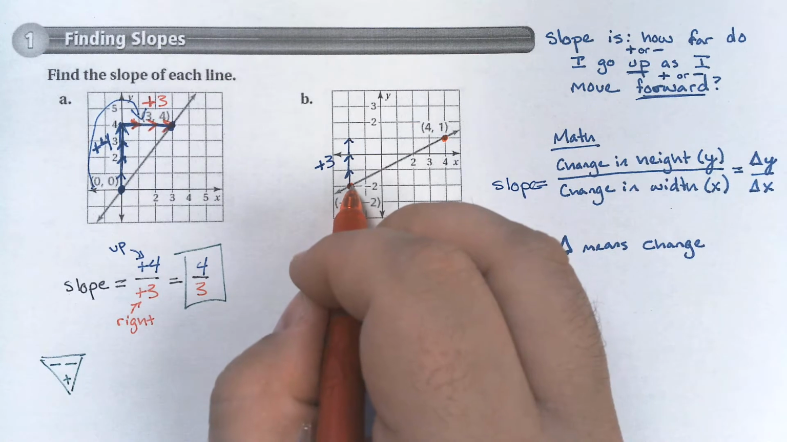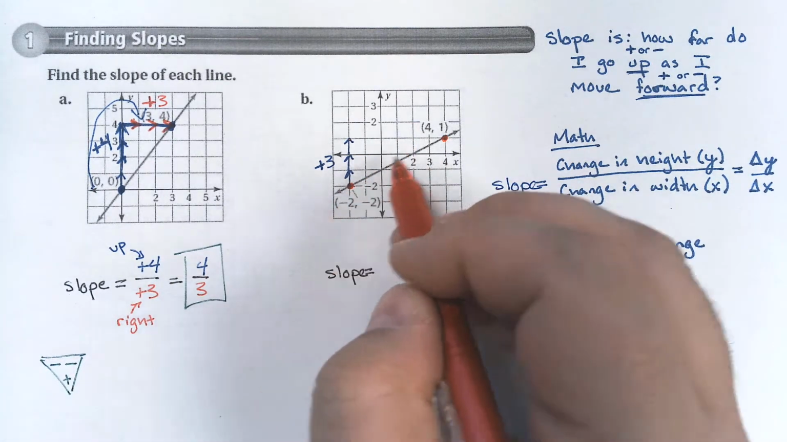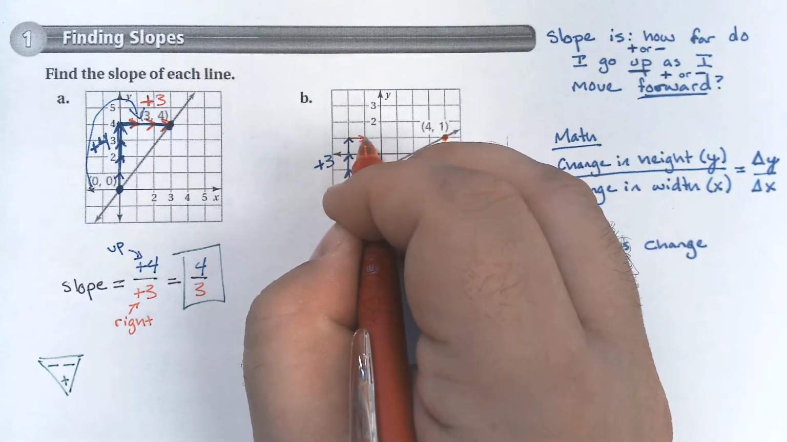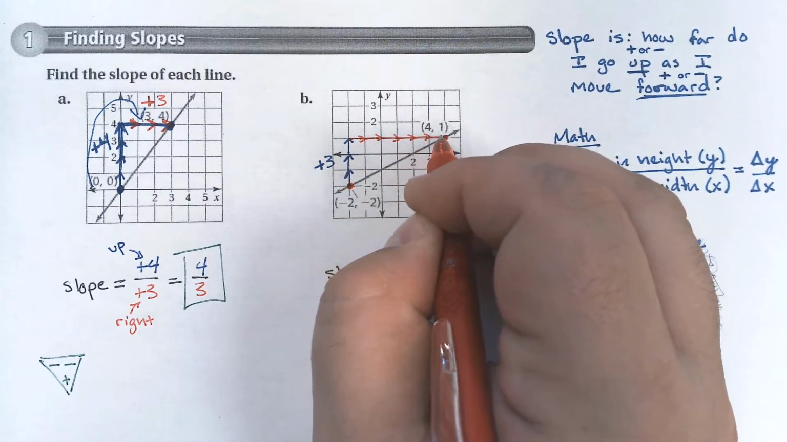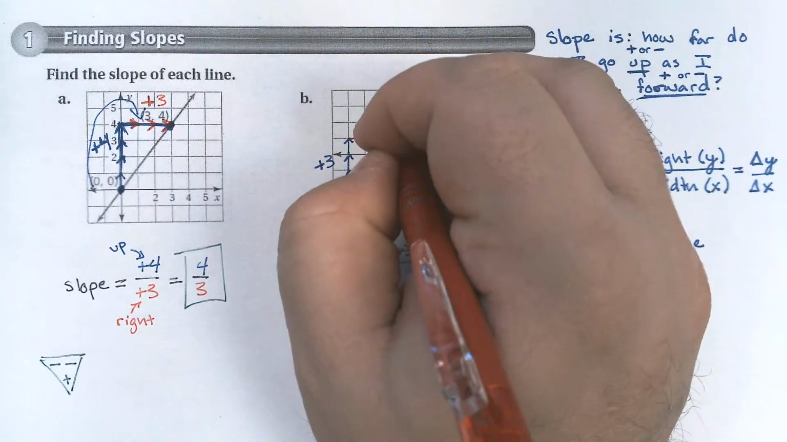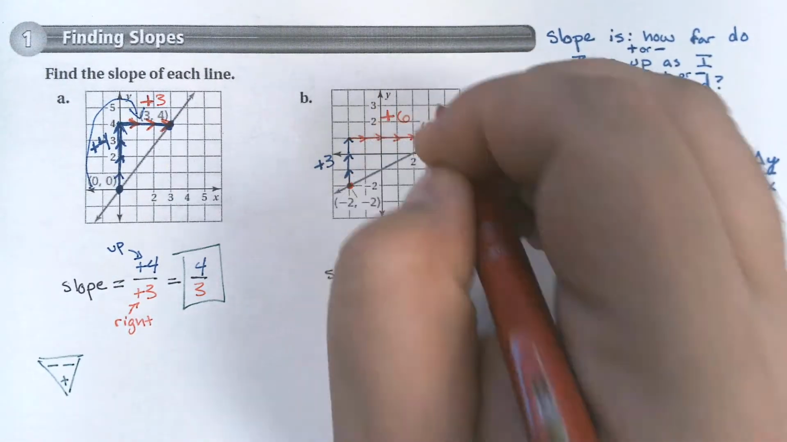All right, then I have to go figure out how many units do I go over from one point to the other. So 1, 2, 3, 4, 5, 6. So I went right 6 times.